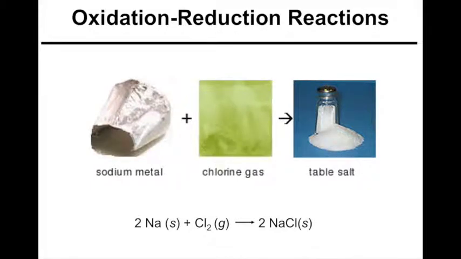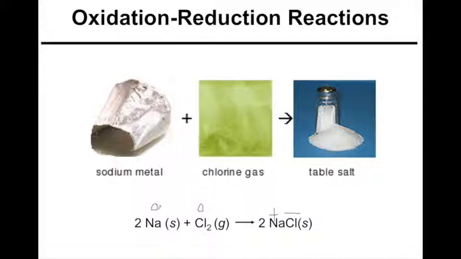Let's take a look at a very simple redox reaction. Here we have elemental sodium, sodium metal. This is not an ion and it has a charge of 0. Here we have chlorine gas. This is a neutral molecule, and again we have a charge of 0 on that molecule. Over here we have sodium chloride. Sodium chloride is an ionic compound composed of a sodium cation, which has a +1 charge, and a chloride anion, which has a -1 charge.